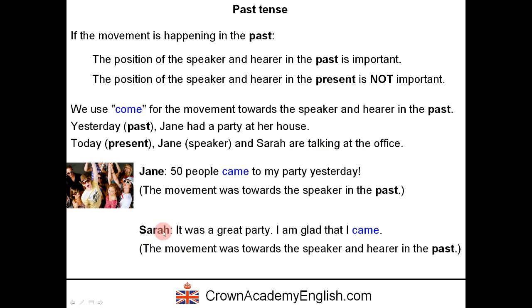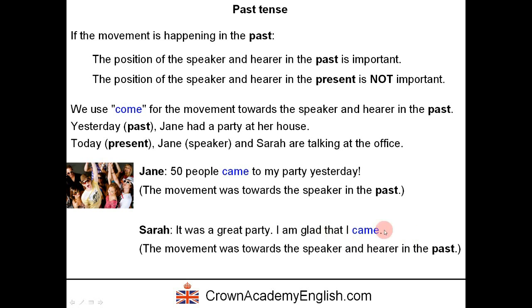In the past, Sarah was at Jane's house. Okay, and the hearer was also at Jane's house. Jane was also at her own house at the party. So the movement was towards the house in the past. So that is why we choose the verb come. So "I came" is the past simple form of come. "I am glad that I went" would be wrong.